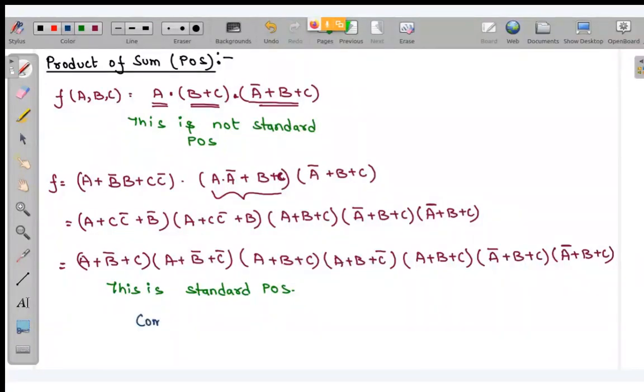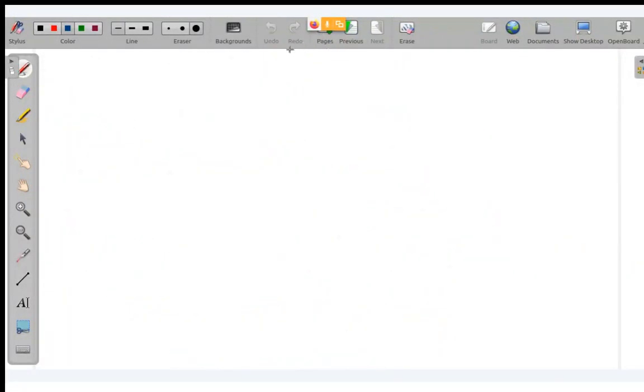complemented variable is represented by 1 and normal variables are represented by 0. So complemented variables are represented by 1 and normal variables are represented by 0. Now suppose I have a 3 variable function. 3 variable functions.